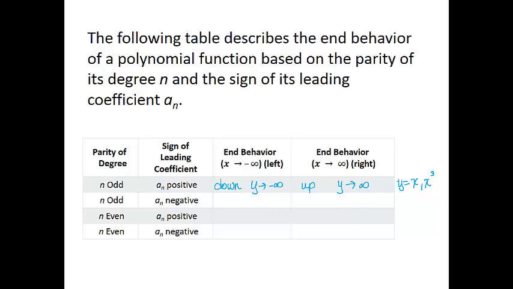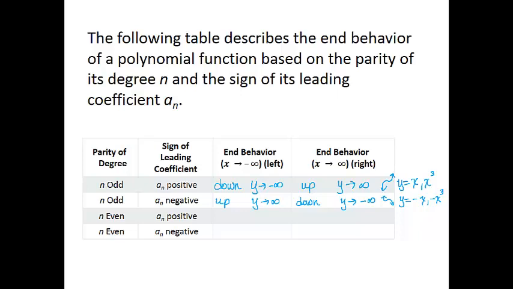If we have an odd degree with a negative leading coefficient, again think of negative x or negative x cubed, then the graph will go up to the left. So we say that as x goes to negative infinity, y goes to infinity. And the graph goes down to the right. As x goes to infinity, y goes to negative infinity. So you're thinking about those basic shapes to help you there.